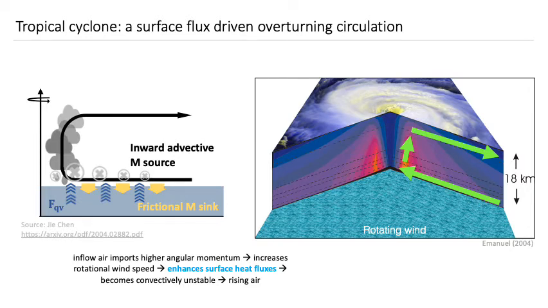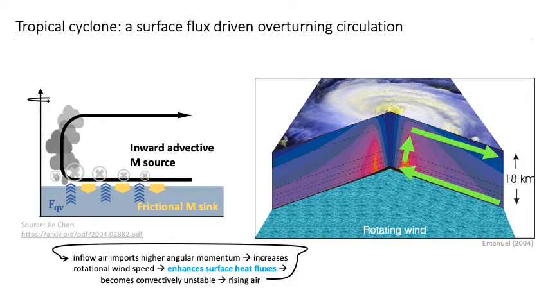And so really what's happening is, if you imagine starting at the beginning of this black overturning arrow, the air moving inward brings with it higher angular momentum. As it does so, you gradually increase the rotational wind speed, and as you increase the rotational wind speed, you enhance the surface heat fluxes. And as you do that, eventually you're gaining heat, and really gaining moisture in particular, to a point where you may become convectively unstable. You can think about it in terms of equivalent potential temperature, if you will. You're gradually increasing your equivalent potential temperature until you become convectively unstable, and then you're going to rise.